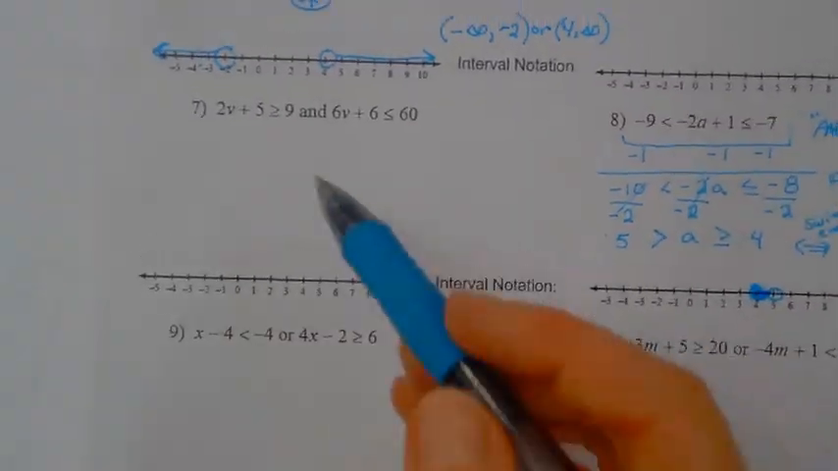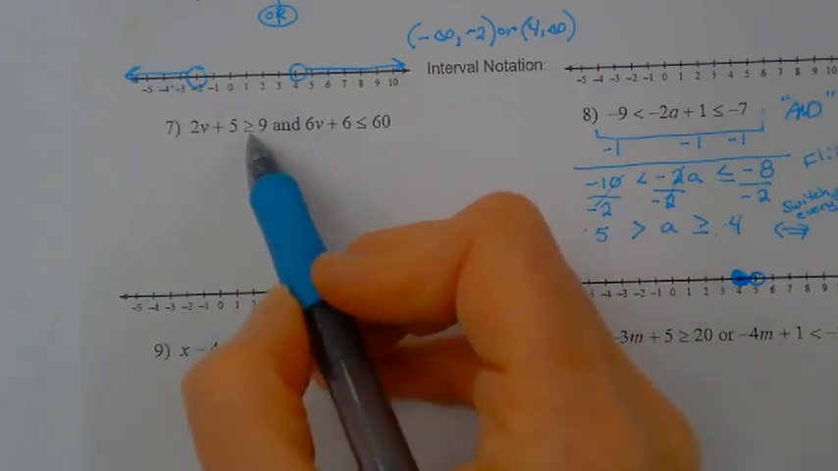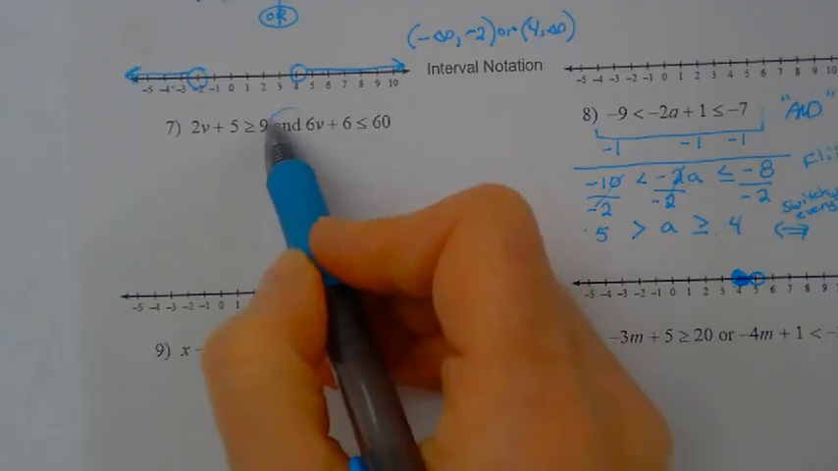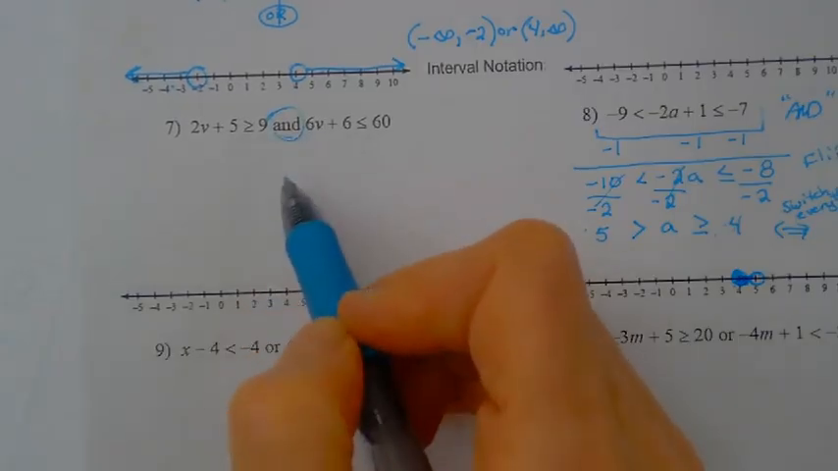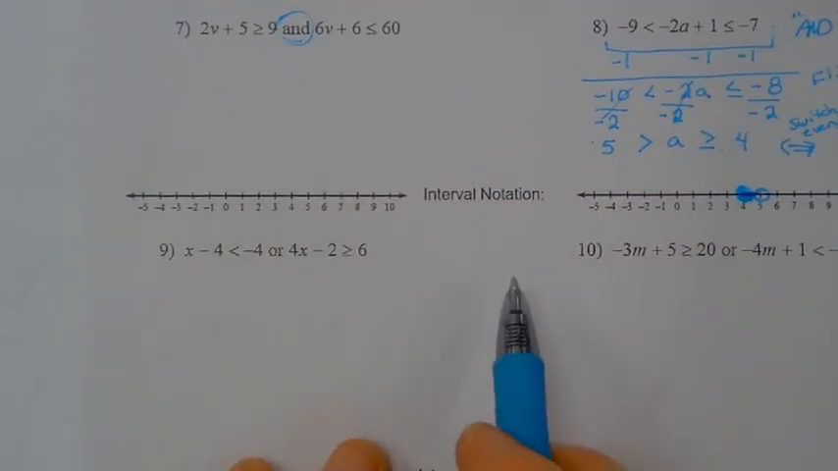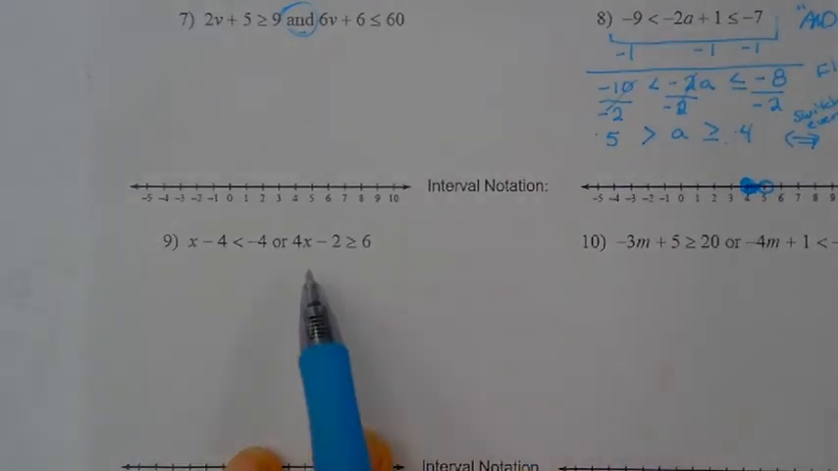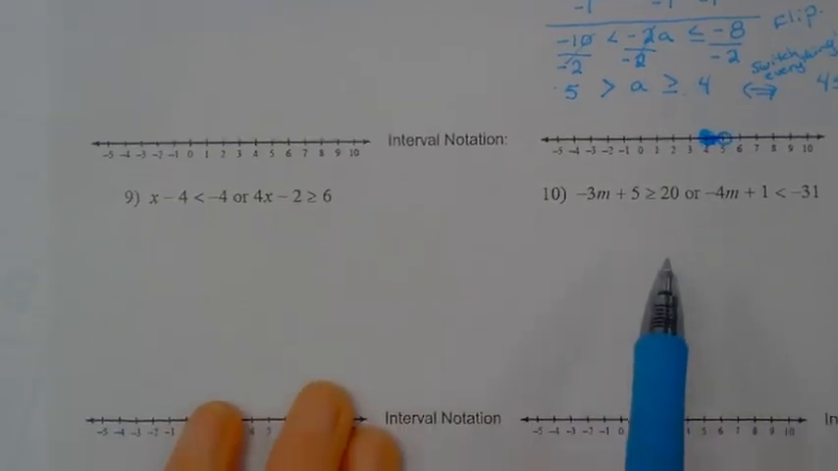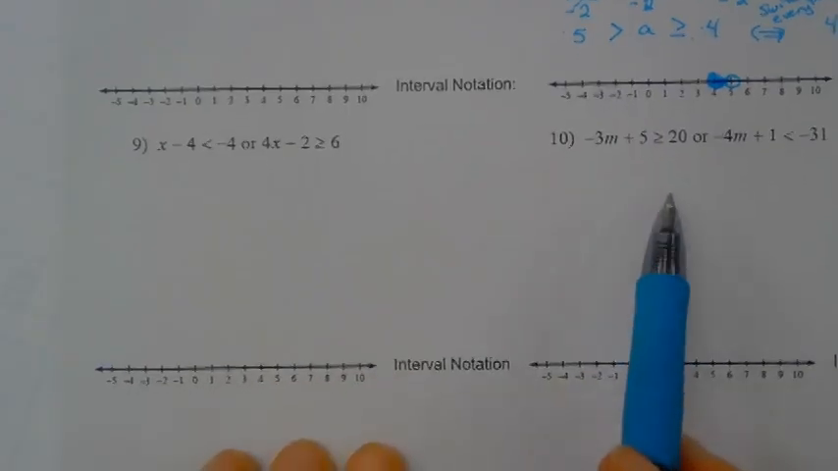In this one, you're just going to get 2 inequalities, graph them down here. Okay? And it's an and. Number 9, this is an or. So I'm going to do this one. You're going to do this one. This one requires flipping the inequality, so be careful.